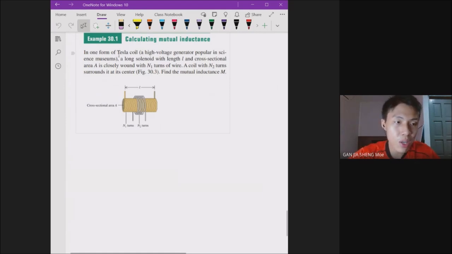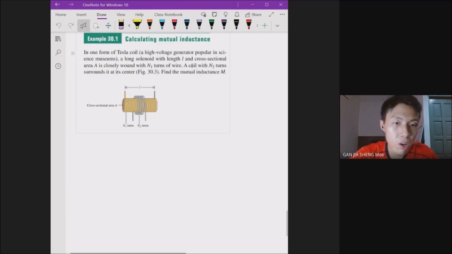Okay, so in one form of Tesla coil, you have a long solenoid with length L and a cross-sectional area of A. This long solenoid has a length of L, cross-sectional area of A, and is closely wound with N1 turns of wire. So you can see that this solenoid has N1 turns of wire.